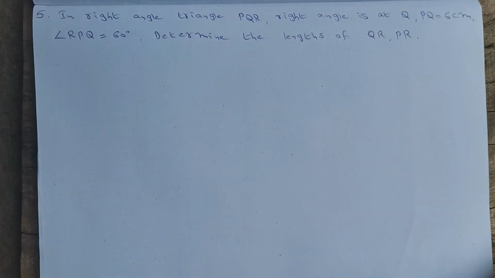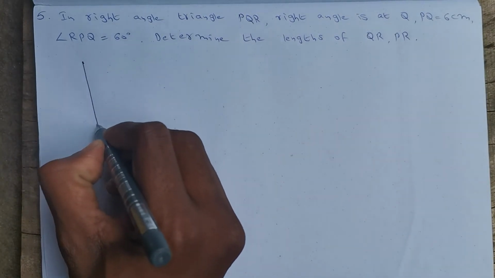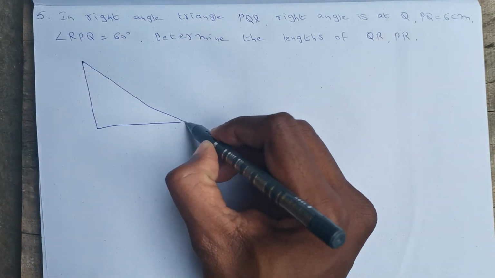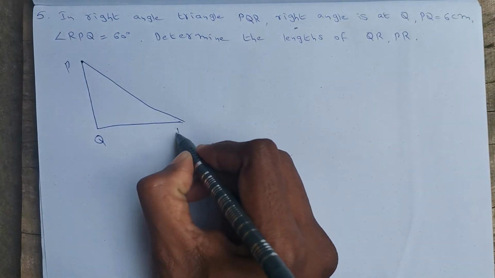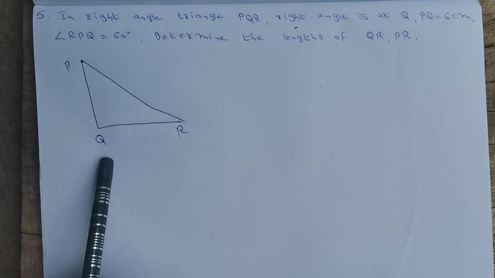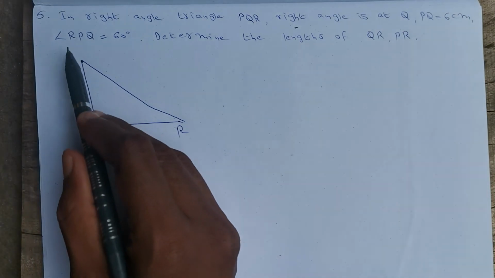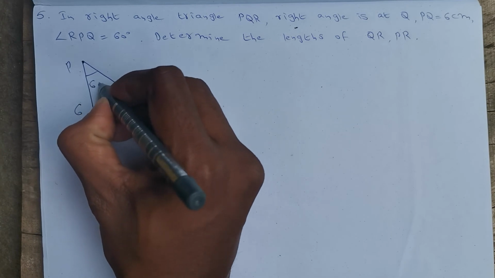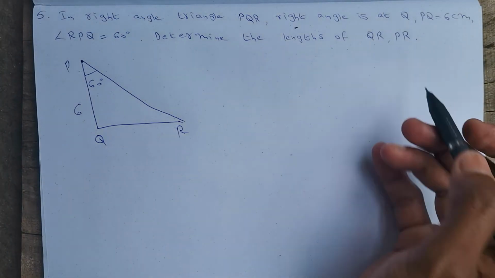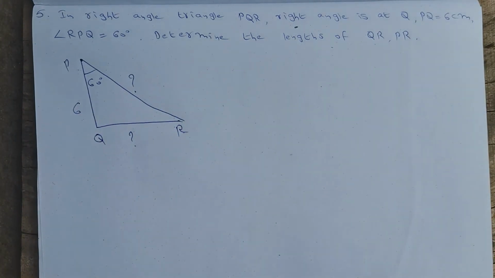Okay, let's have a look at question number 5. In right angle triangle PQR, where the right angle is at Q. So this is P, this will become R. PQ is 6 centimeters, and angle RPQ is given as 60 degrees. Then determine the lengths of QR and PR. So now by using the trigonometric ratios we need to find out. So let us check how to find.